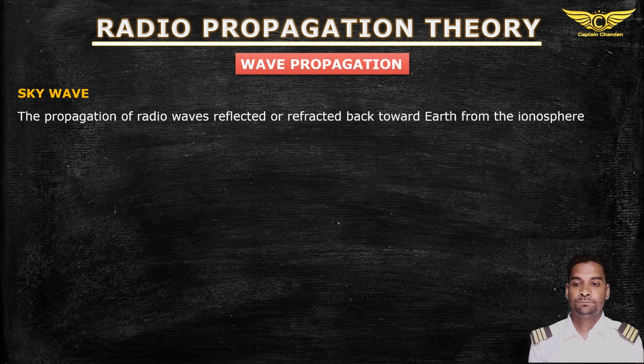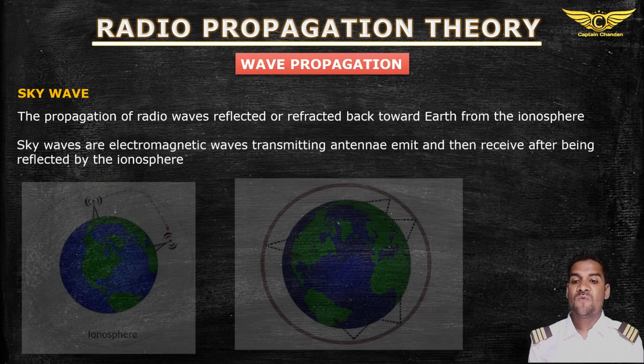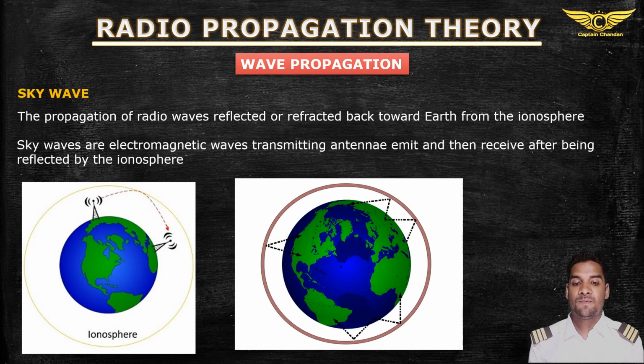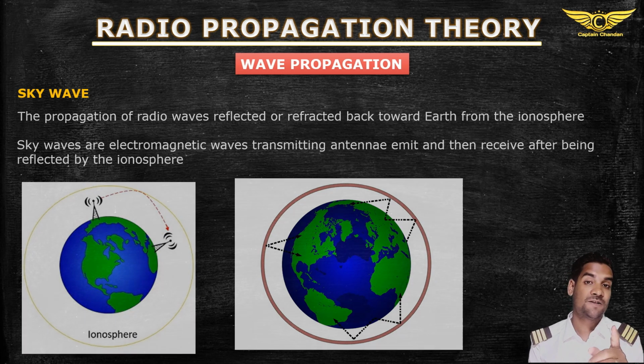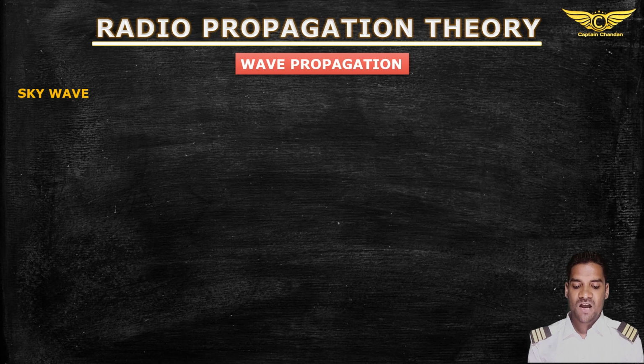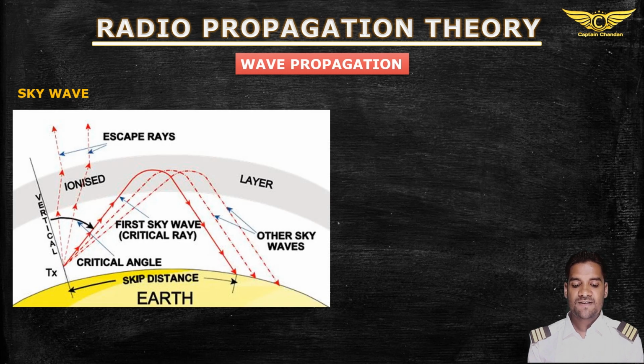Sky wave. The propagation of radio waves reflected or refracted back toward the earth from the ionosphere. Sky waves are electromagnetic waves the transmitting antenna emits and then receives after being reflected by the ionosphere. In the diagram, after transmitting, it returns back from the ionosphere and then goes to the receiver. This is the diagram of a sky wave. Here we will discuss some terms.